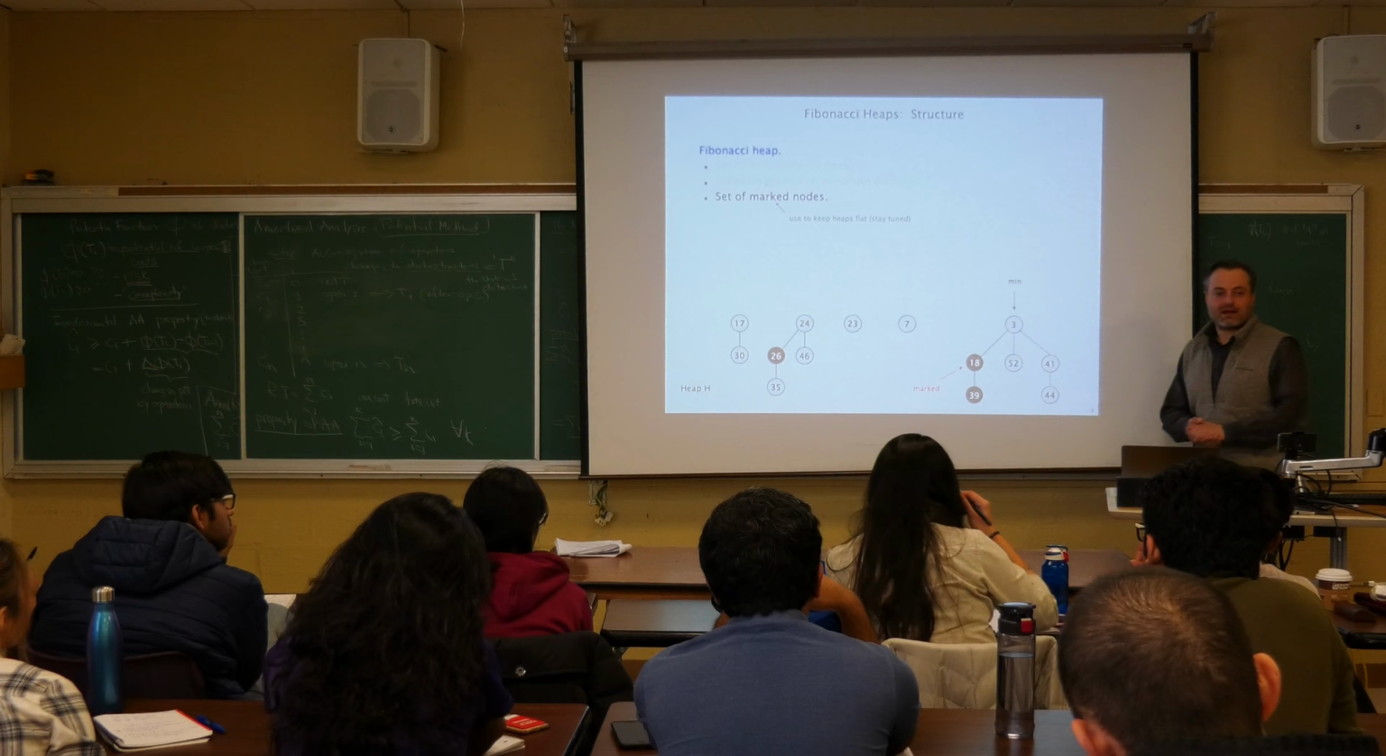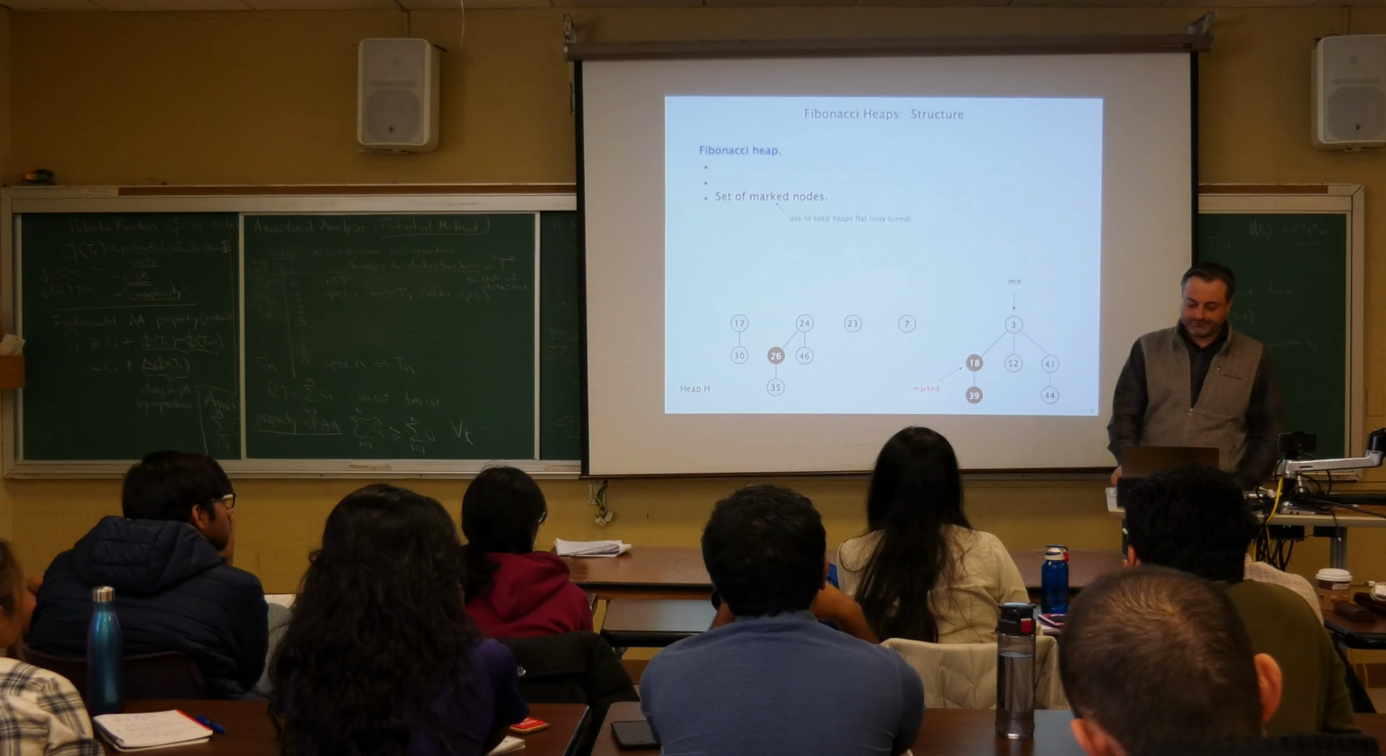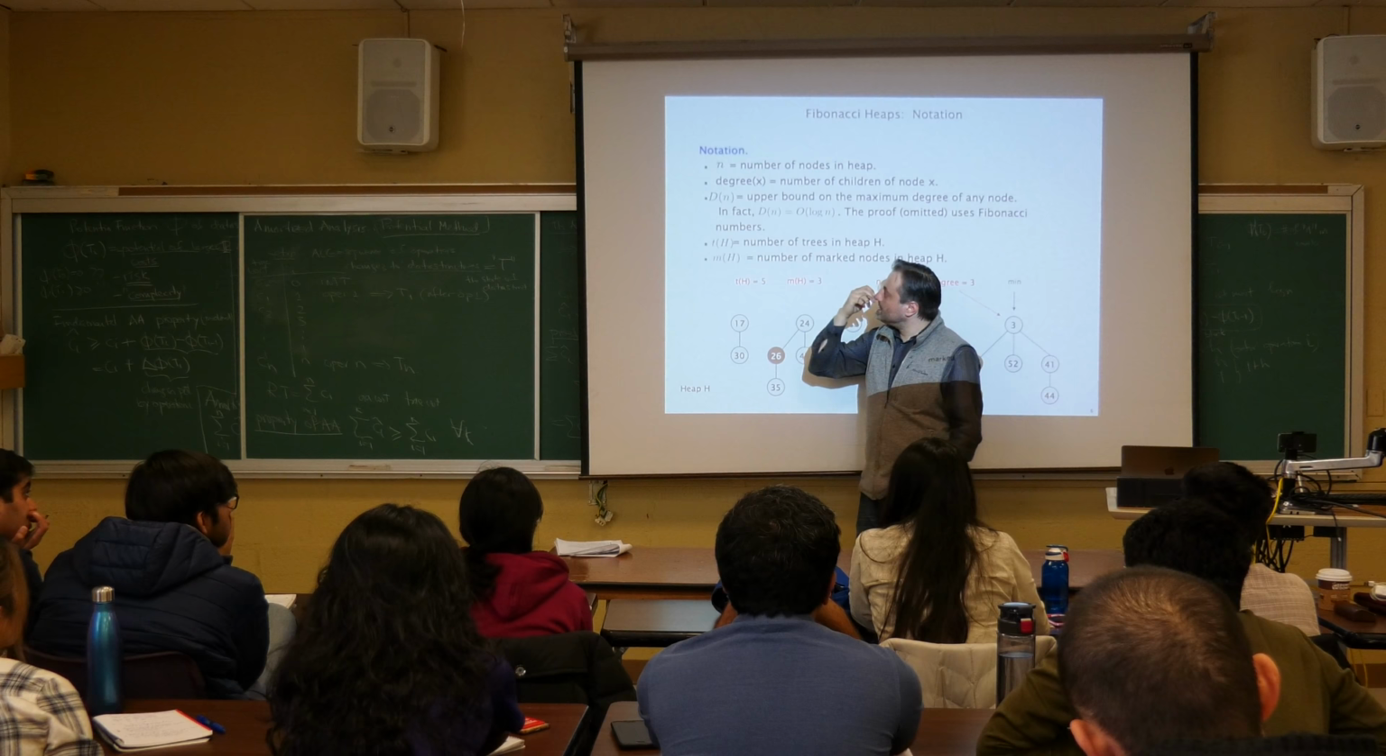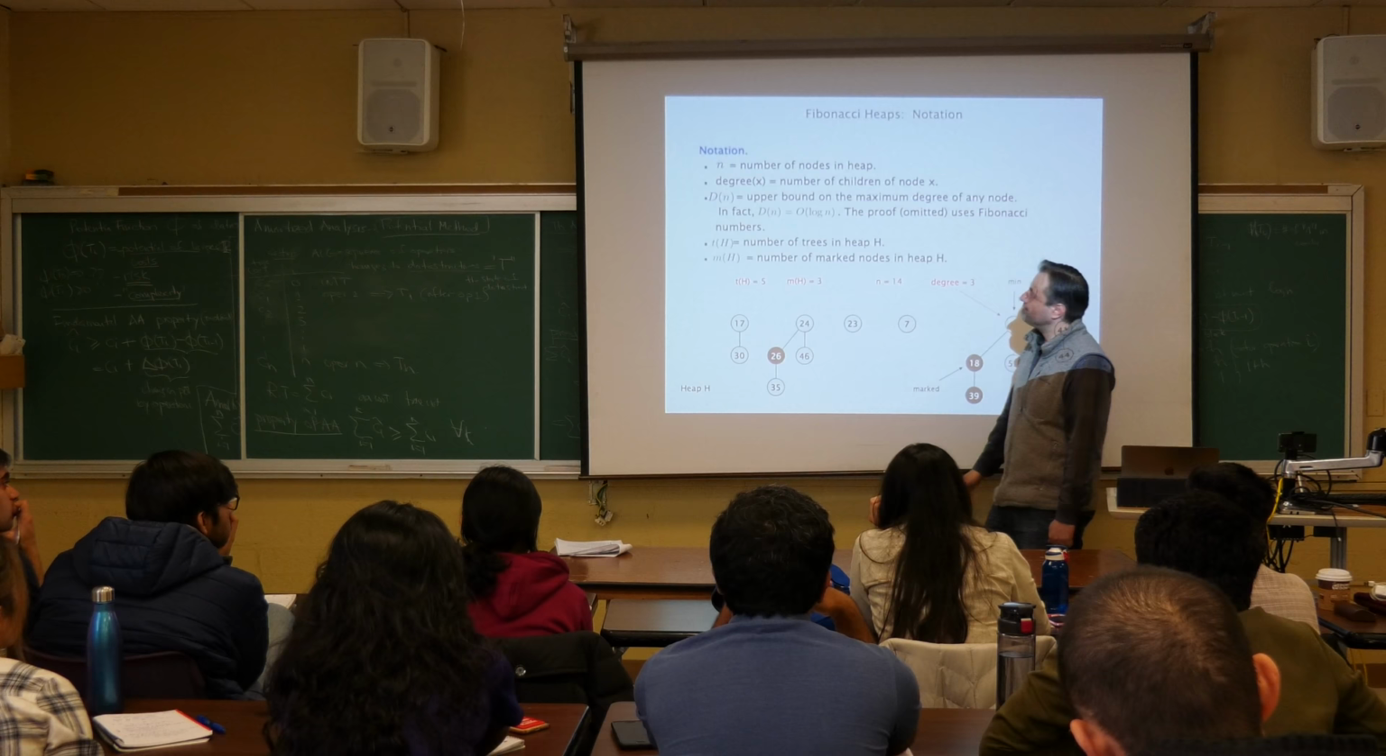I have some black nodes that are marked. Okay, so there's a bunch of notations. T is the number of trees. M is the number of marked nodes. D is how deep each tree can be, max, the depth of the heap, right?